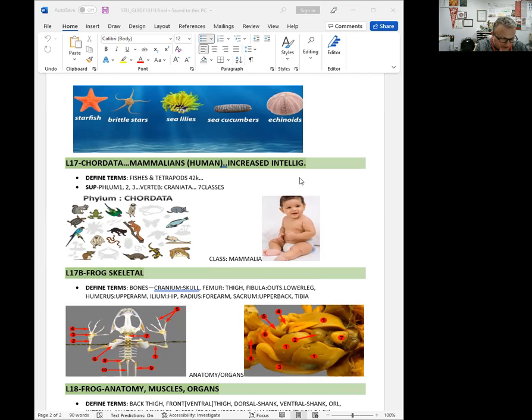Agnatha, like lampreys; the sharks and rays, stingrays; bony fish, like wahoo fish; amphibia, frogs; reptilia, turtles, snakes, and lizards; aves, all the birds; and mammalia, obviously humans are under this.